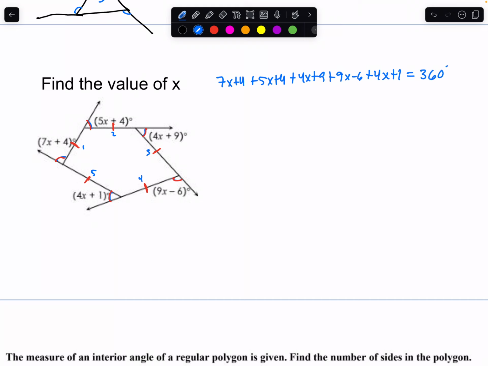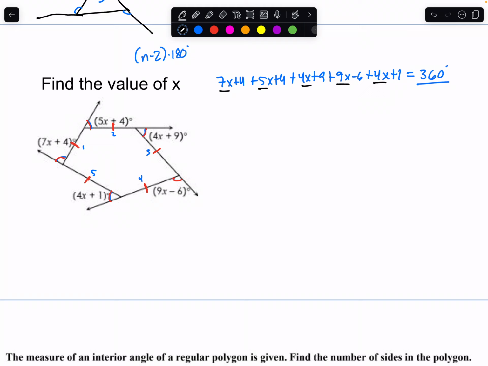On the inside, it's a different story. On the interior, all the angles will add up based on this formula. But on the exterior, 360. So let's do some basic math. Let's combine some like terms. Let's combine the x's. Let's solve for x. And then if I want, I can plug it back in and find the value of each missing angle.